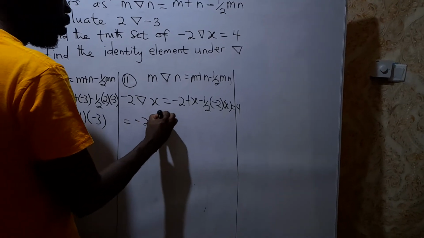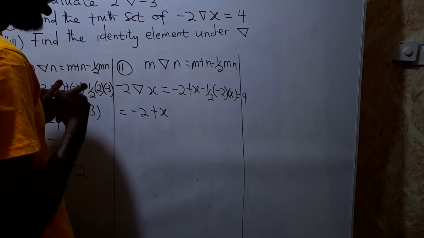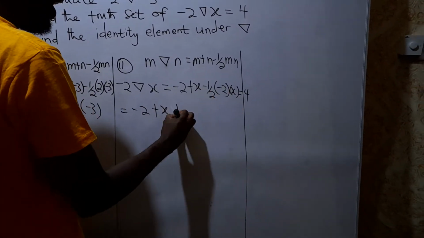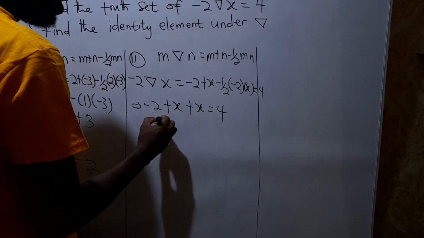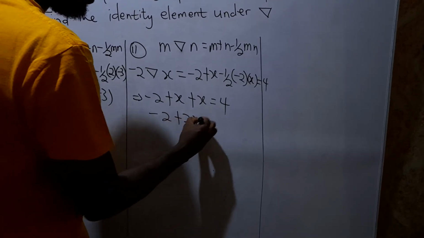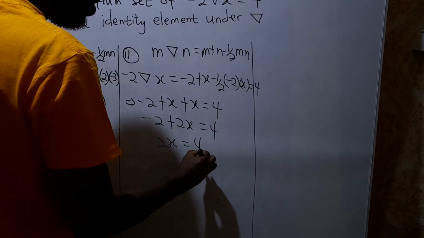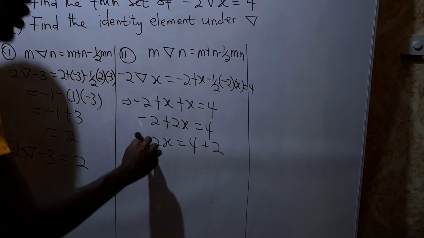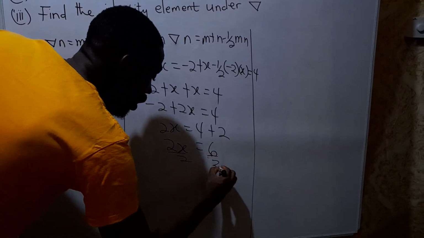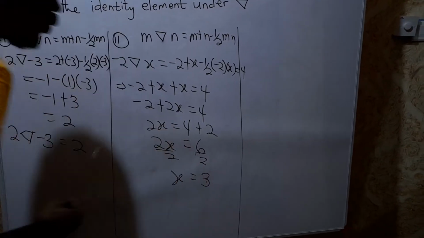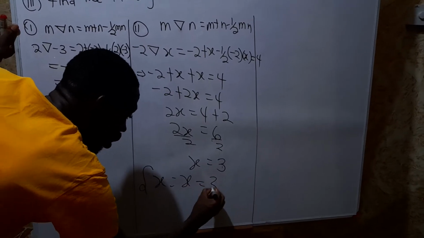So what are we having? Negative 2 plus x, negative half times 2, that will be 1, times x will be x, so plus x equal to 4. So we can say that negative 2 plus 2x is equal to 4. 2x will equal to 4 plus 2. 2x is equal to 6. And when we divide both sides, x will be equal to 3. Then we can say that s is such that s is equal to 3 for the true set.